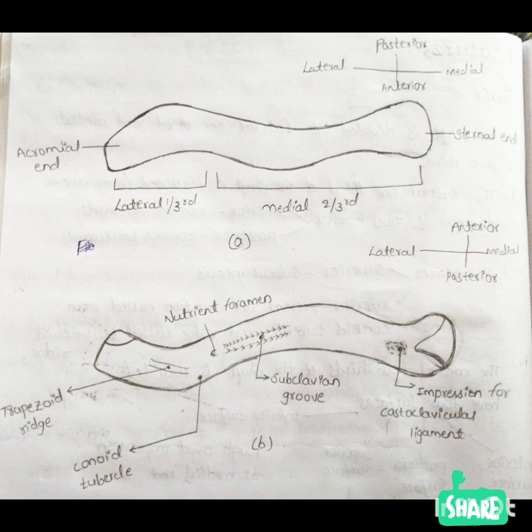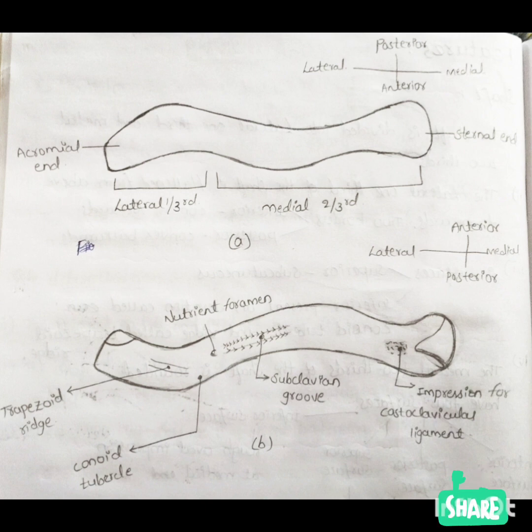And the medial two-thirds of the shaft is rounded and is said to have four surfaces. Lateral one-third has two borders and two surfaces, and medial two-thirds of the shaft has four surfaces. The anterior surface is convex forwards and the posterior surface is smooth, and the superior surface is rough in its medial part, and the inferior surface has a rough oval impression at the medial end. And the lateral half of the surface has a longitudinal subclavian groove where the nutrient foramen lies at the lateral end of the groove.